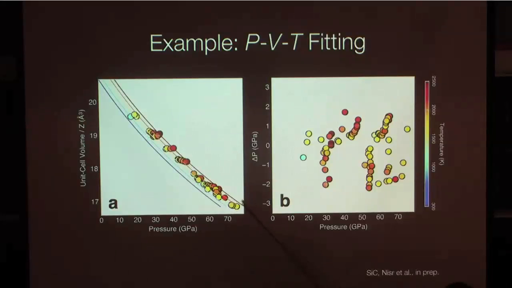And the lines here are color-coded by the temperature as well. So this is a fit residue. Yes, you see plus minus 2 GPa. Yeah, it's more difficult, thermal effect.